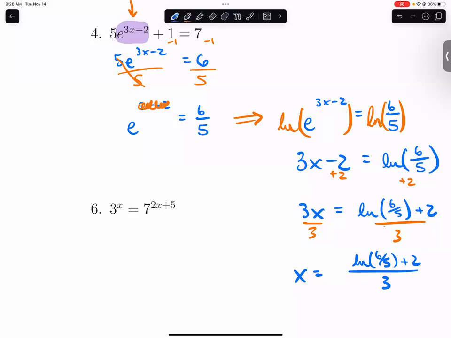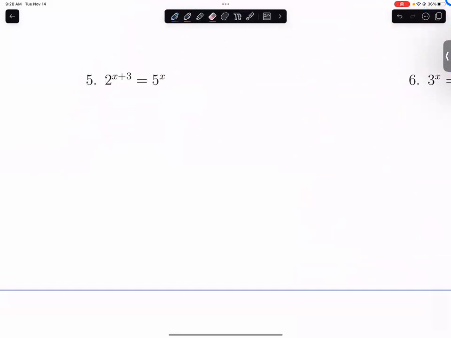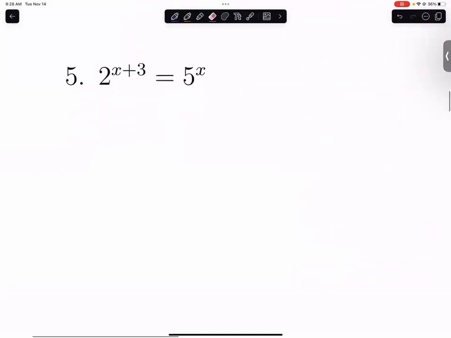Okay. All right, now let's take a look at 5. What's different here than the previous few? There's 2 of them, right? And not only are there 2 of them, but there's 2 of those, right? That's the part that really messes with things.